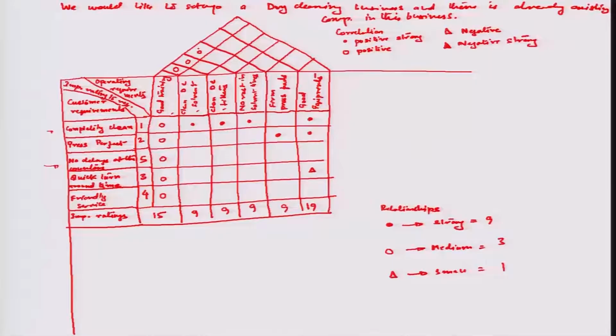When we talk about no rust in the solvent lines, we can also have a sort of a negative correlation or a strong negative correlation with good equipment. So, if the equipment are good, then the possibility of having a strong rust on the solvent lines is almost eliminated. So, I would mark this as a closed triangle. And in this manner I would like to correlate the various things or various house with respect to each other.